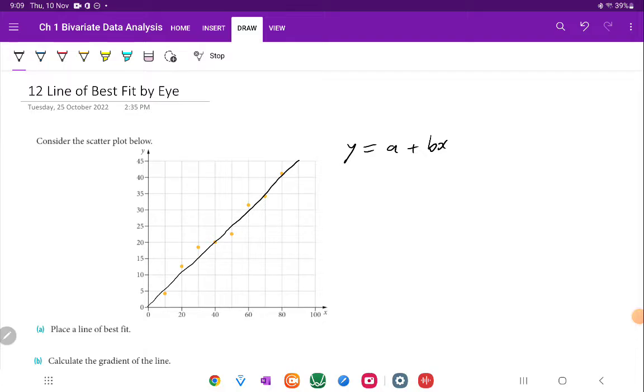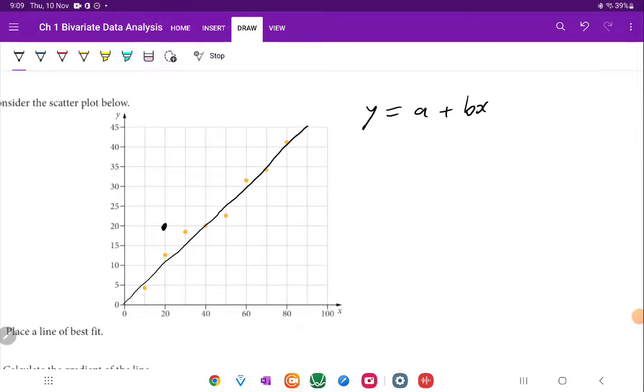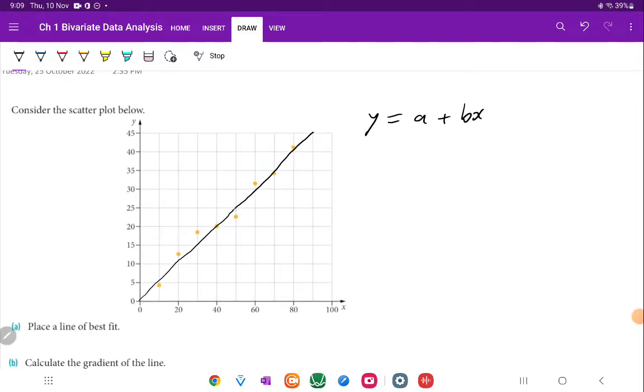Now, I want to choose points that are on the line, not random points. So this point is no good for me because it's not on the line. This point's also no good because it's not on the line. I need 2 points that are on the line. So let's find, say, this point here. That's on the line. So that would be halfway between 40 and 60, so that'd be 50 on the x-axis, and on the y-axis it'd be 25. Let's find another point. Let's look at this one here. Halfway between 20 and 40, that'd be 30, and 15 high. So 30, 15, and 50, 25.